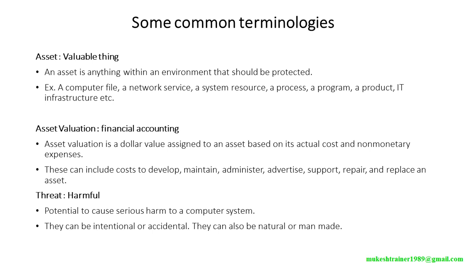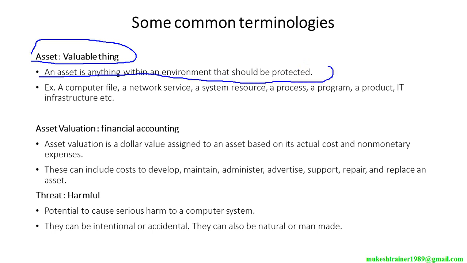Some common terminology we use is asset, which is a valuable thing. An asset is anything within an environment that should be protected. Okay, for example, a computer file is an asset, network services, system resources, a program, a process, a product, IT infrastructure, whatever you have, a server, computers, files, data, that is called assets.